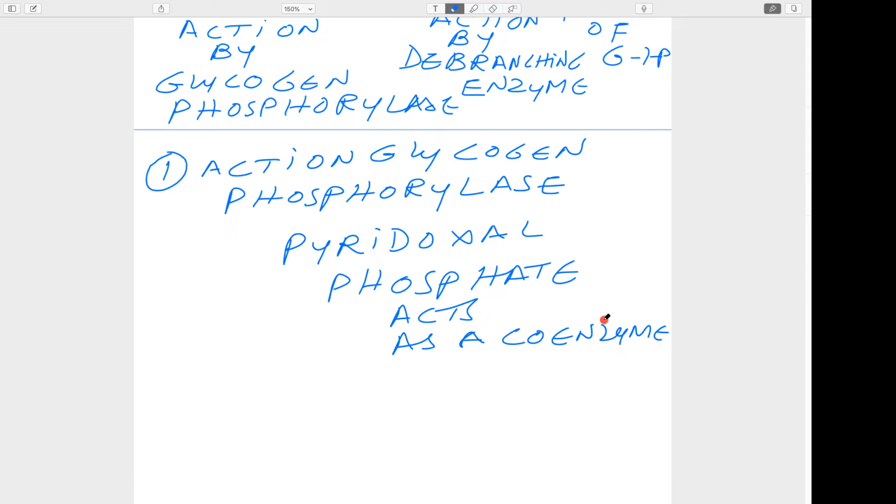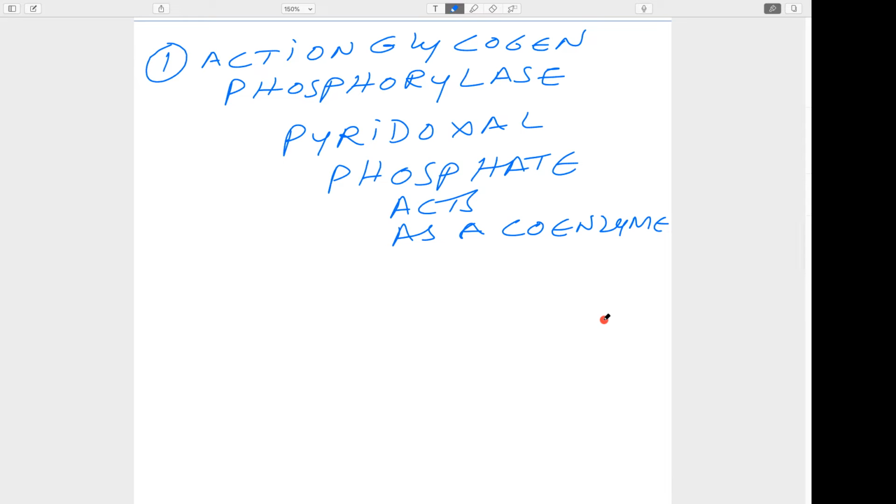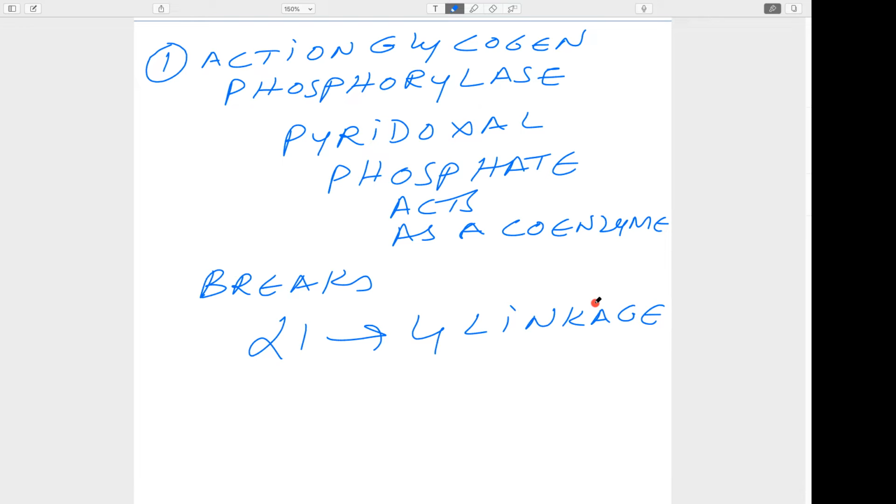What is the action of this enzyme? It breaks alpha 1,4 linkages. You can see there are some similarities with the glycogen synthase enzyme. Glycogen synthase makes the alpha 1,4 linkages, and the opposite action is by glycogen phosphorylase. Both enzymes are not involved in either making or breaking the 1,6 linkages. That must be very clear. So glycogen synthase makes the 1,4 linkages and glycogen phosphorylase breaks the 1,4 linkages.